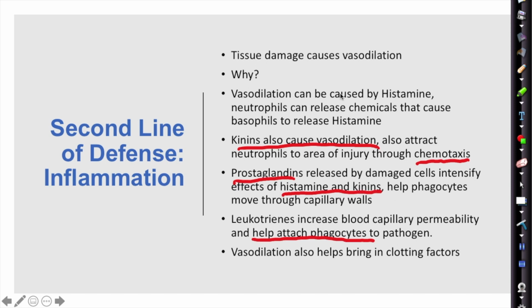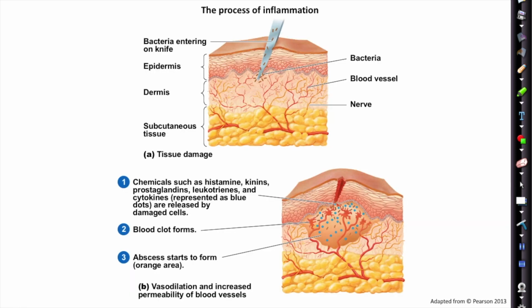So vasodilation can be caused by histamine. So neutrophils can release chemicals that cause the basophils to release histamine. And so when neutrophils are the first to attack, they release cytokines that cause the histamine release from the basophils. Leukotrienes increase blood capillary permeability and help attach phagocytes to pathogen. And again, vasodilation helps bring in clotting factors because it makes the blood vessels permeable.